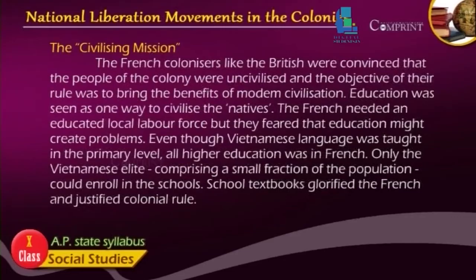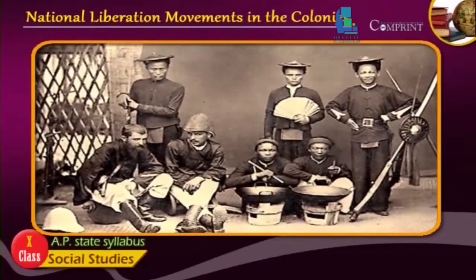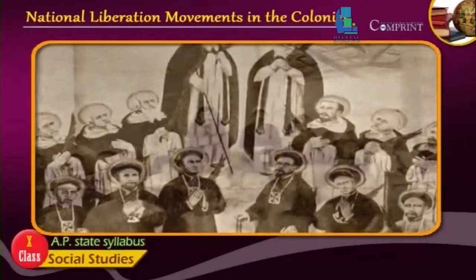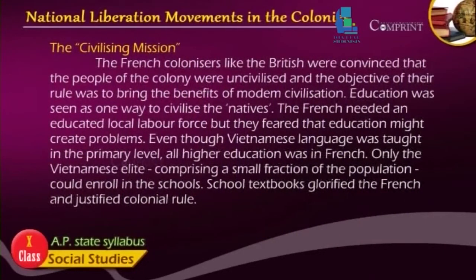The civilizing mission. The French colonizers, like the British, were convinced that the people of the colony were uncivilized and that the objective of their rule was to bring the benefits of modern civilization. Education was seen as one way to civilize the natives. The French needed an educated local labor force, but they feared that education might create problems. Even though the Vietnamese language was taught at the primary level, all higher education was in French. Only the Vietnamese elite, comprising a small fraction of the population, could enroll in the schools. School textbooks glorified the French and justified colonial rule.